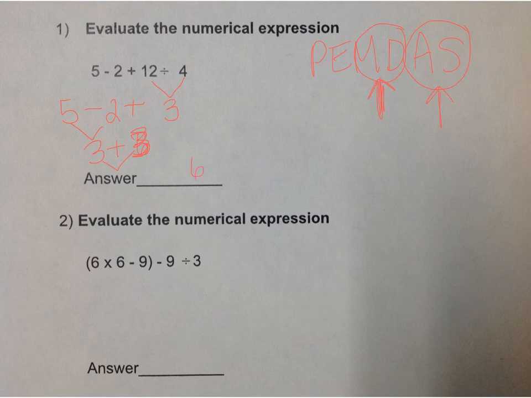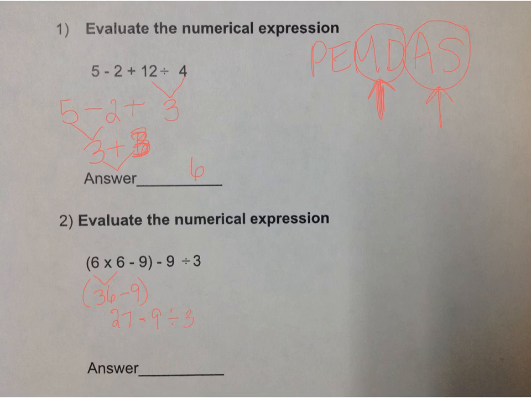Okay, moving on to number 2. I see that I have parentheses here, so I'm going to be doing all of the operations inside the parentheses to get it down to one number. Once I'm done with that, I can bring down what's outside the parentheses. So I'm starting with multiplication, since that always comes before subtraction. 6 times 6 is 36. Take away 9. I'm still working inside the parentheses. 36 take away 9 is 27. Okay, so I've gotten everything in the parentheses down to one number, so now I'm going to bring down what I haven't used yet on either side.